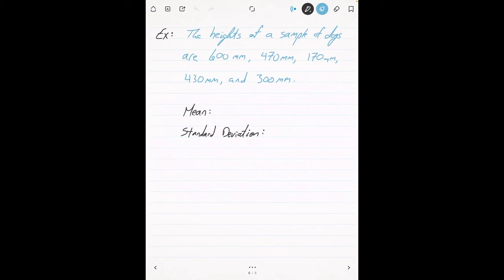Well, if you add up all of these numbers, the 600, the 470, the 170, the 430, and the 300, and you divide by how many there are, let's see, there are 5, you should get 394 millimeters. That's the average height of the dogs, okay?